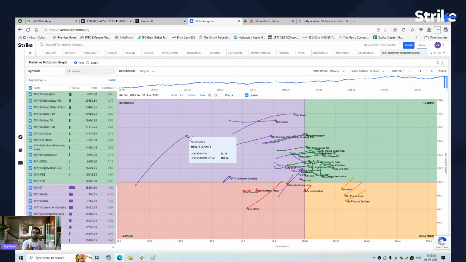In the protractor, if we have 10-degree, 20-degree, 30-degree, 40-degree moves, those kinds of moves are usually strong, because they suggest that the momentum is also increasing and the RS ratio is also increasing, which is a good sign.